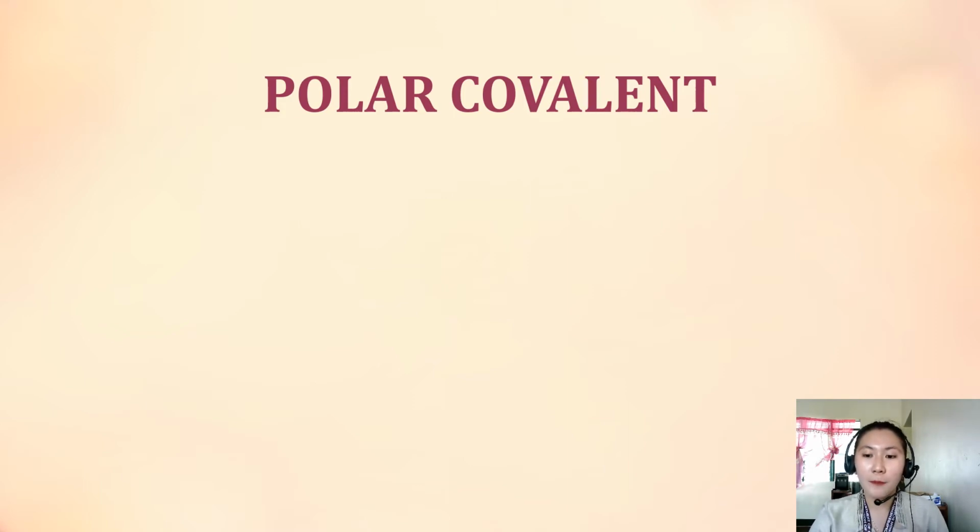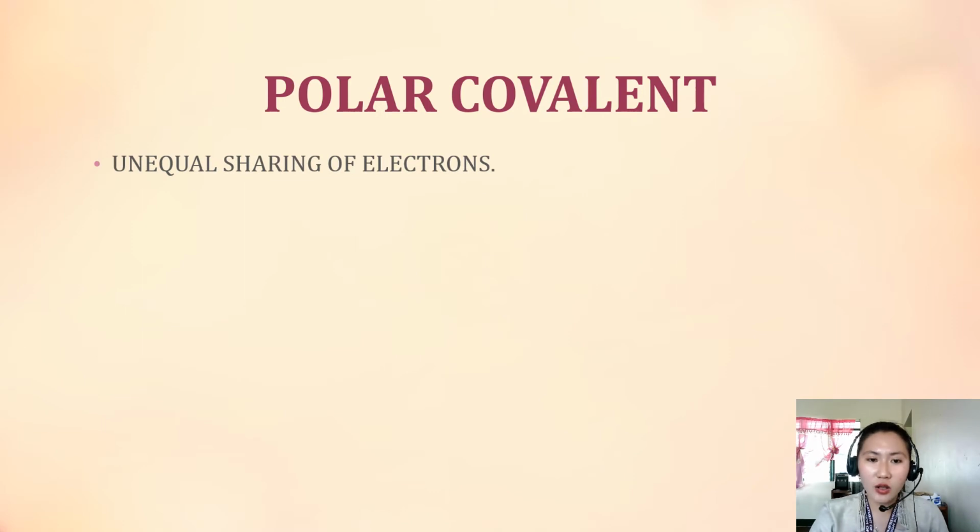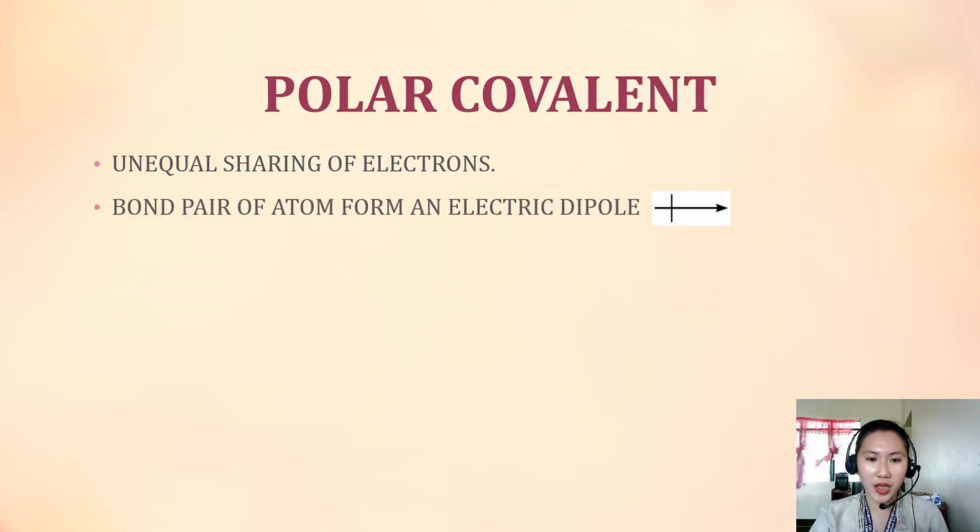But in this case, polar covalent is an unequal sharing of electrons, meaning the sharing of electrons between the two atoms is not equal. Okay? And then the bond pair of atoms form an electric dipole. Dipole means two poles, which means that one end of the molecule has a positive pole and the other end has a negative pole. So, this is how we illustrate electric dipole.